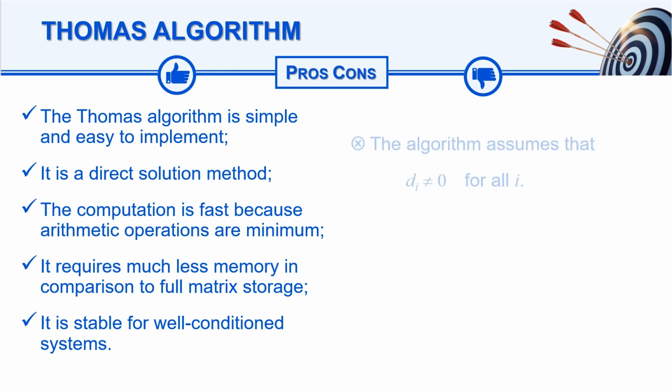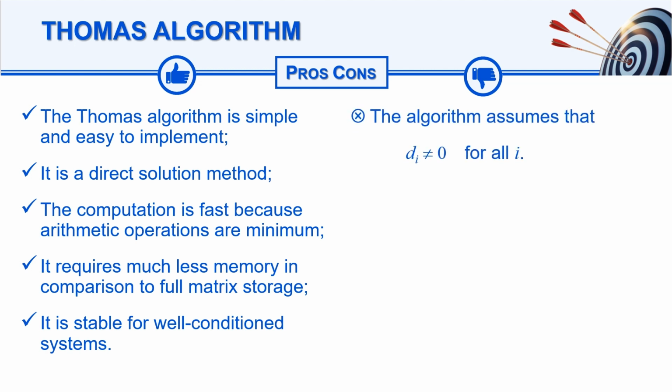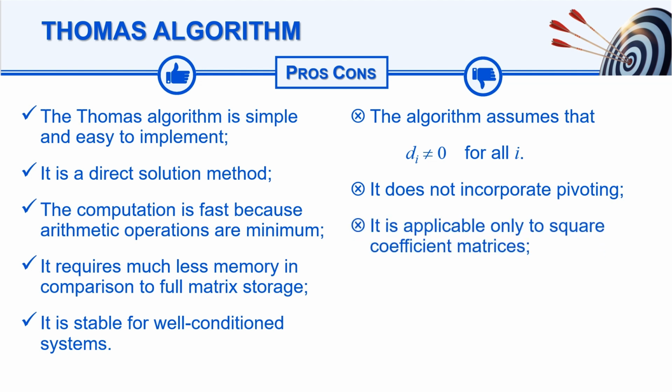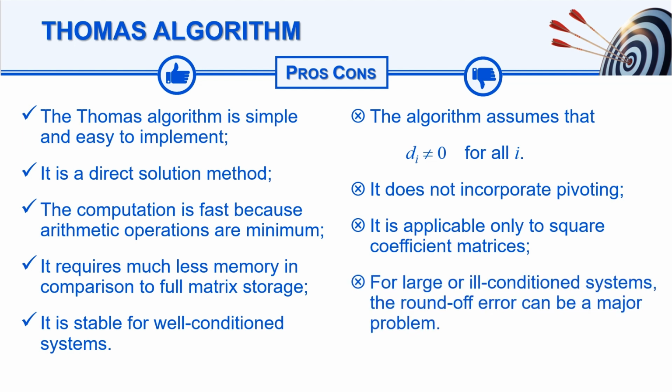On the other hand, its handicaps are: the algorithm assumes that the diagonals are non-zero. The algorithm does not incorporate pivoting. It is applicable to only square coefficient matrices. For large or ill-conditioned systems, the round-off error can be a major problem.